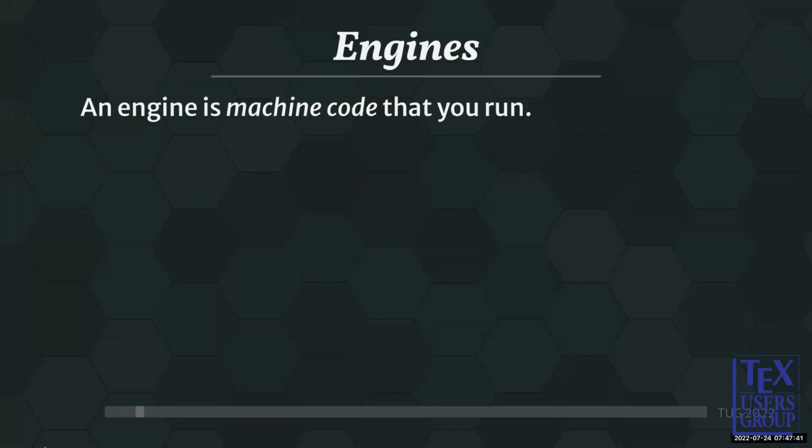An engine is machine code that you run. The engine is what runs directly on your computer. Wow, that's not very helpful. So it's not written in TeX. Original TeX was written in Pascal. The newer ones tend to be written in C, but there are tons of choices. So I'm only going to mainly cover either the engines that are currently commonly used or some important historical ones. If I tried to cover every possible engine, we would be here for about 3 hours.